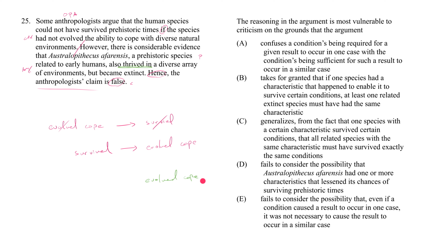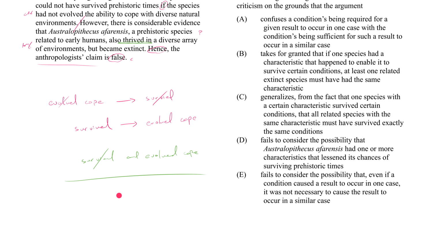So I'm to understand that the cousin species here met a necessary condition of survival. What the anthropologist is saying is a necessary condition of survival of a species. And this Australopithecus afarensis did meet that necessary condition. But look, they became extinct, meaning they did not survive, right? They did not survive. So therefore, the anthropologist's claim is false, right? That your claim of survive implies evolve to cope is a false claim.